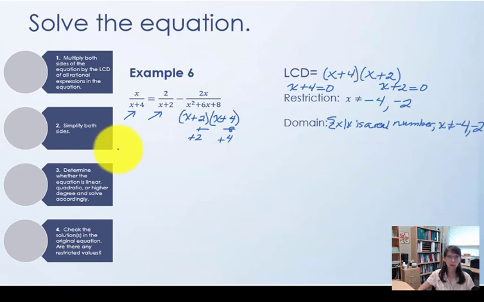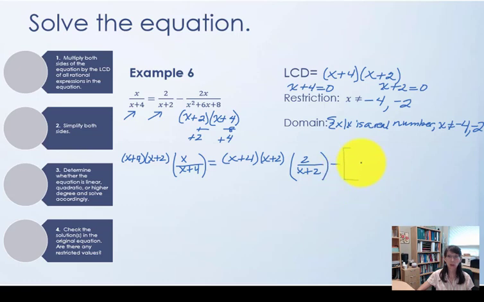So now we'll use the lowest common denominator and multiply every term in the equation, starting with x plus 4 times x plus 2. Our first term is x divided by x plus 4. That will be equal to our lowest common denominator multiplied by our next term, 2 over x plus 2. And since we have subtraction, I'm going to use that bracket to ensure I remember to distribute that negative. Starting with the lowest common denominator again, I'll multiply by our final term, which is 2x for the numerator, and I will keep the denominator in its factored form.